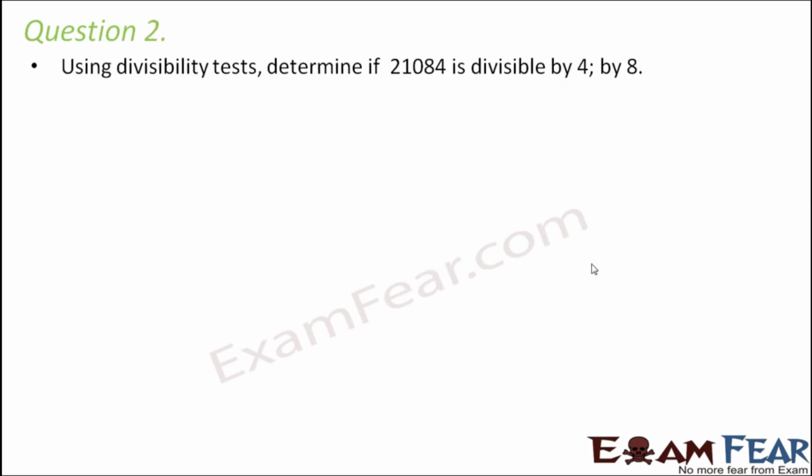Question number 2. Using divisibility tests, determine if 21,084 is divisible by 4 and by 8. So how do we determine if a number is divisible by 4 or not? The divisibility test of 4 focuses on the last 2 digits. If the last 2 digits are divisible by 4, then this entire number will be divisible by 4. So let us see if the last 2 digits are divisible by 4 or not.